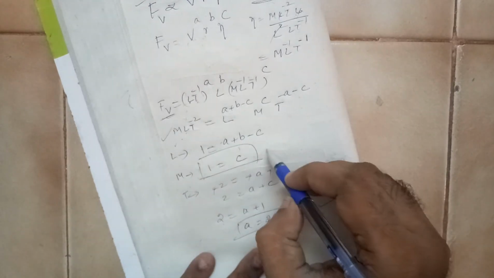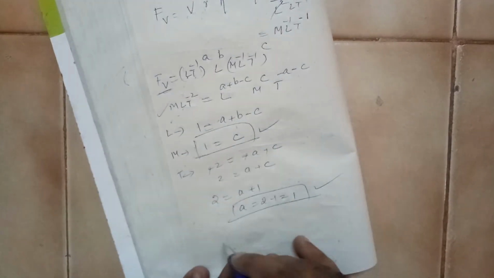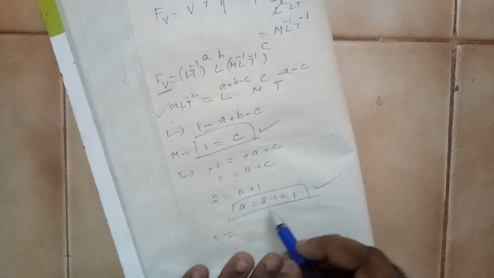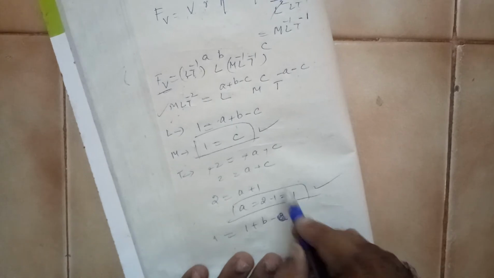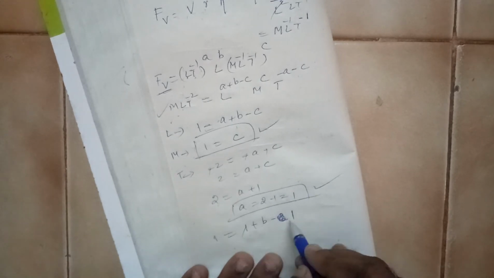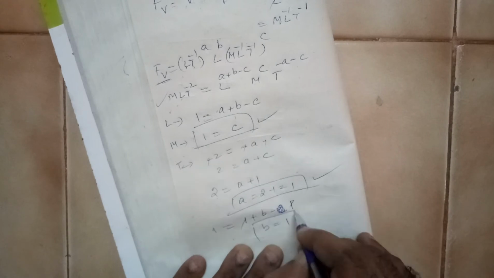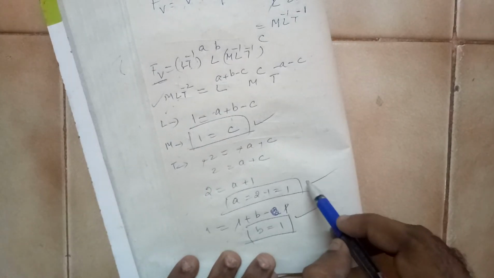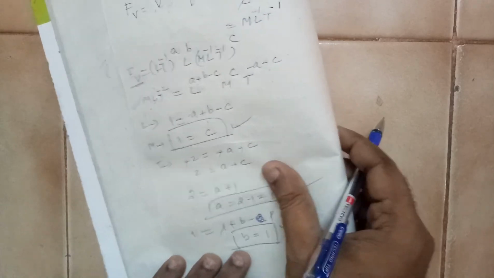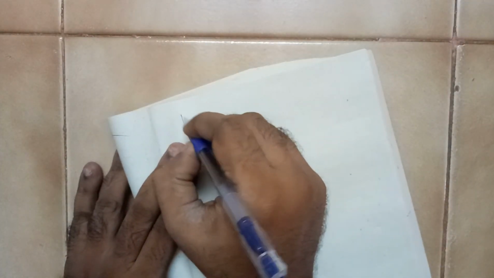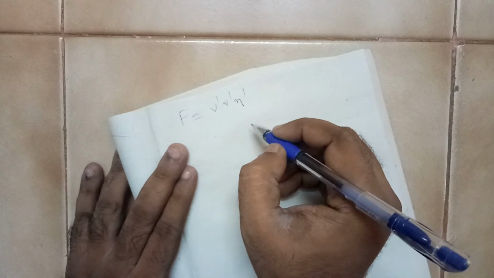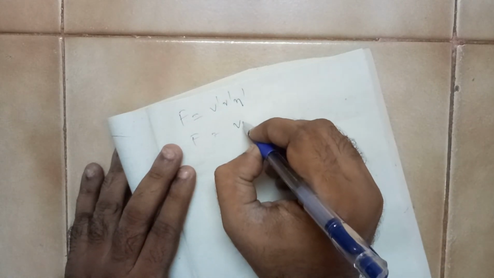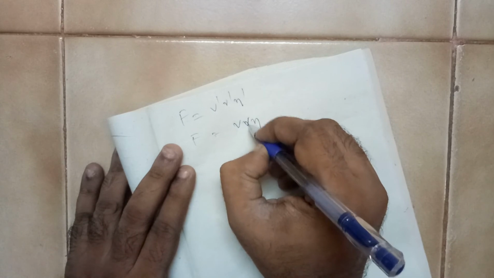So we have found out a, we have found out c. Now we have to find out b. So 1 is equal to a plus b minus c. In the place of c you need to write 1. So here 1 cancels. b is equal to 1. So we have got that b is equal to 1, a is equal to 1 and c is equal to 1. So what will be the relationship now? The force will be equal to v power 1, r power 1 and neta power 1, or force is equal to v r neta. Okay.